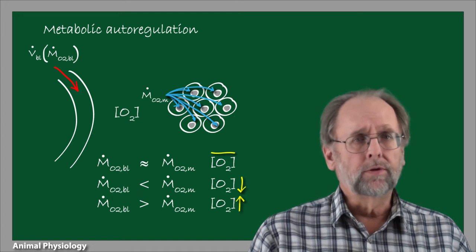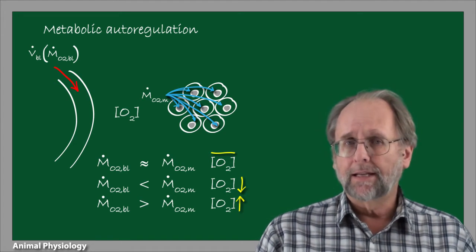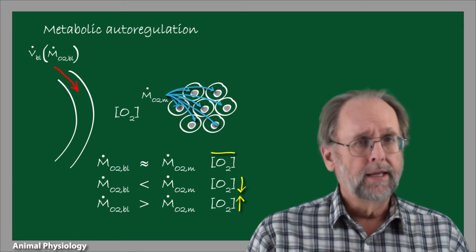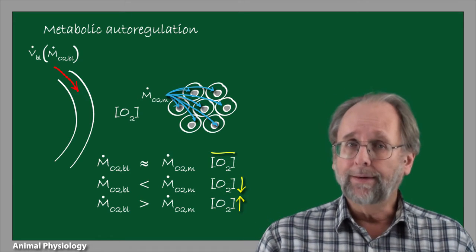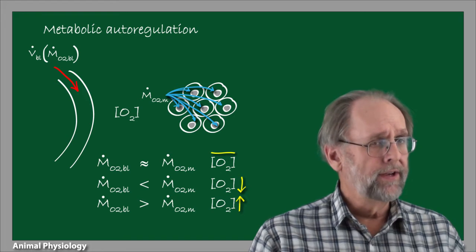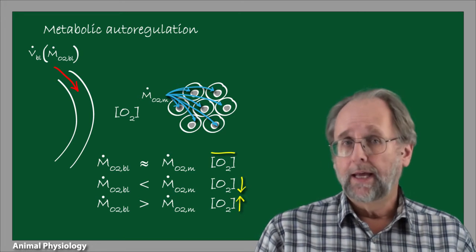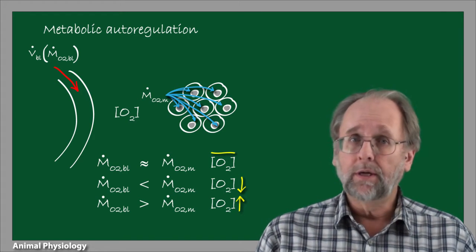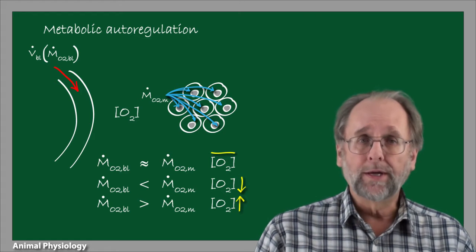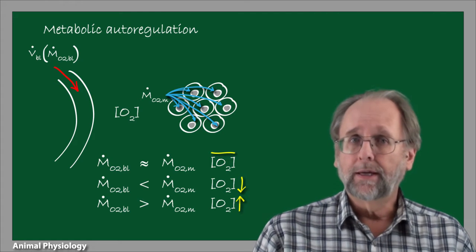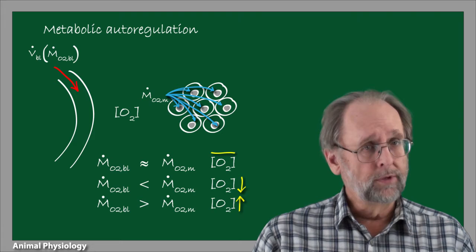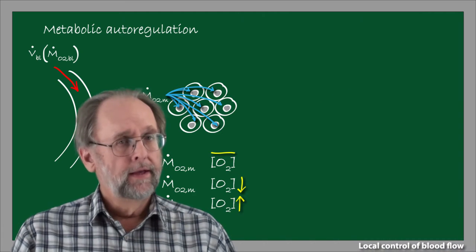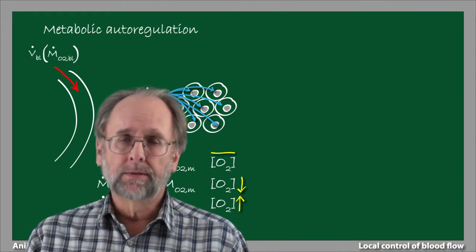The ideal is for delivery rate to be matched exactly with consumption rate. If consumption exceeds delivery, the circulatory system is failing to do its job. If delivery exceeds consumption, the circulatory system is wasting energy to deliver blood and oxygen to cells that don't need it. How does this actually work in practice?